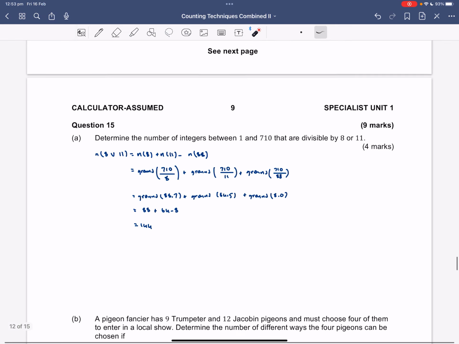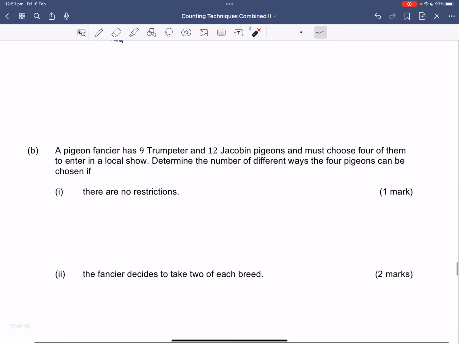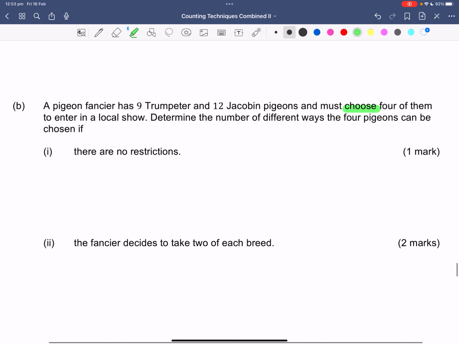Nice question. All right. Now, I know it says pigeon, but it's got nothing to do with pigeonhole. So a pigeon fancier has 9 trumpeter and 12 Jacobin pigeons, and he must choose 4. He must choose, not arrange. He's simply choosing 4. Determine the number of ways the 4 pigeons can be chosen if there are no restrictions. Well, that's easy. You have a total of 9 plus 12 pigeons. So from 21, you have to choose 4, and that is 5985.